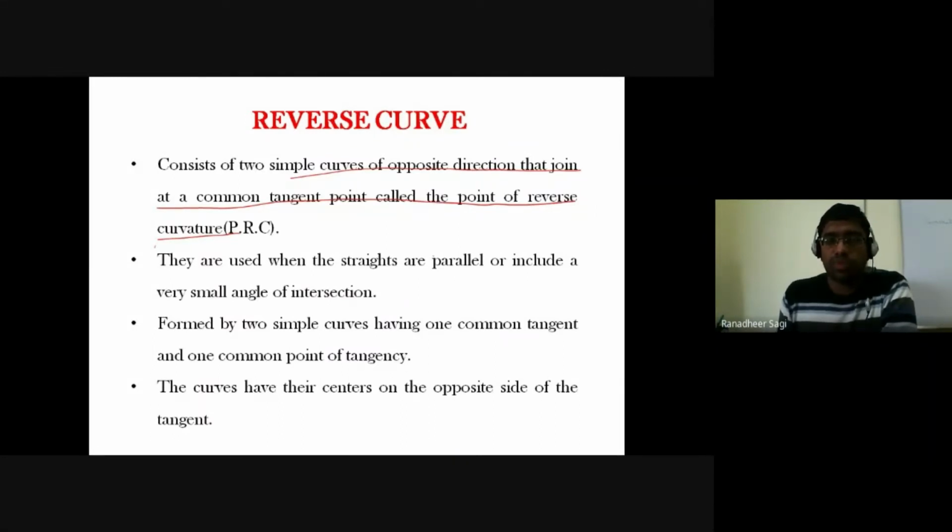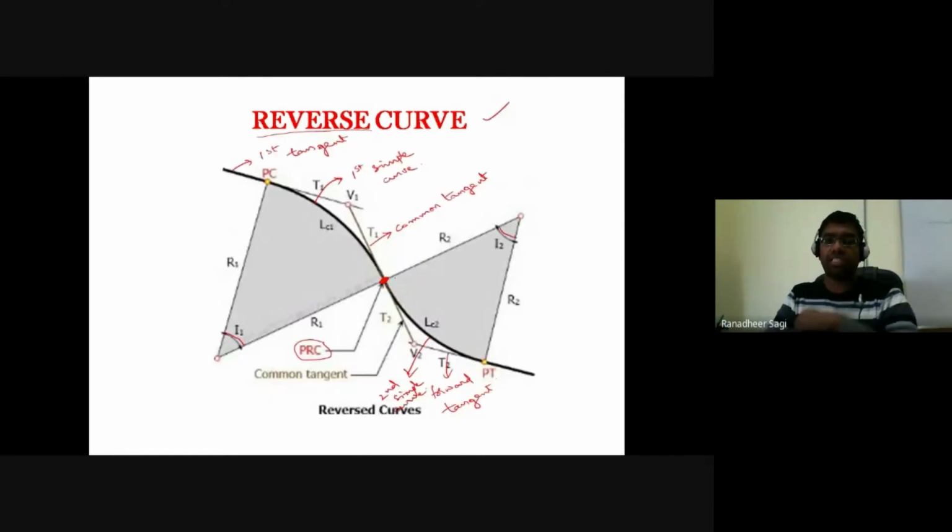These reverse curves are used when the straights are parallel or include a very small angle of intersection. Whenever you have two straights, the first tangent and the last tangent, whose directions are very close to each other. Earlier, in the case of a simple curve, we used to say these two tangents are like this, and in the same way in the case of the compound curve also we talked about it. But when it comes to the reverse curve, let's look here.